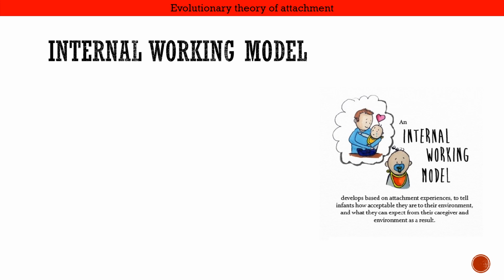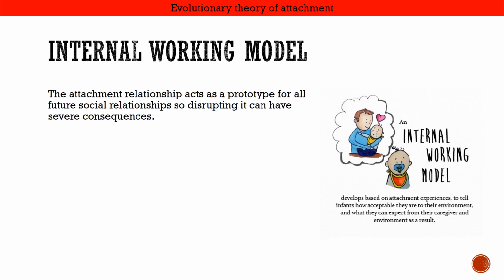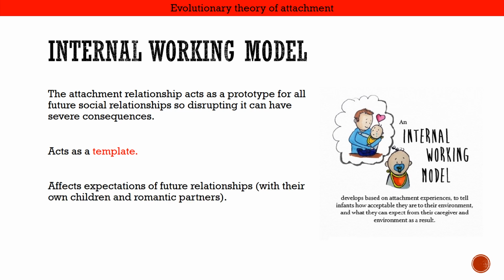Third of all, the internal working model. The attachment relationship acts as a prototype or a template for all future social relationships, and disrupting this model, this template, can have severe consequences. As I've said, the attachment that they develop with the mother or with the caregiver acts as a template, and it gives us expectations of future relationships, both with their own children and with their romantic partners when they're older.